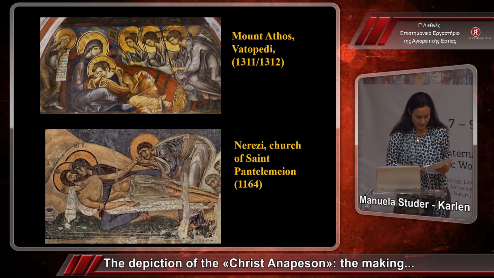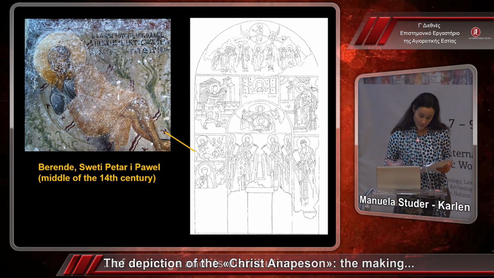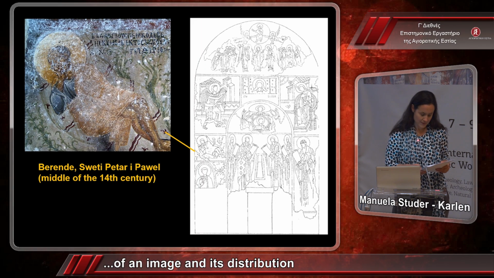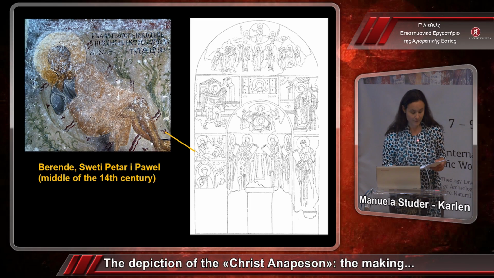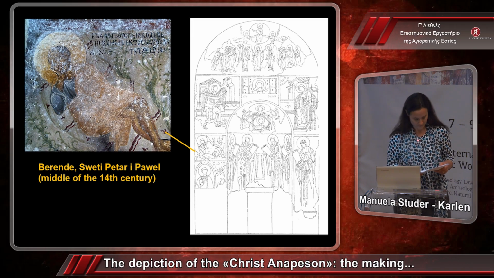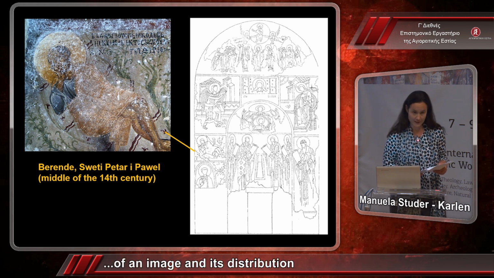The saint is portrayed in the church of Berende in Bulgaria, where also an image of the Anapeson can be found. The spread of the images correlates with the spread of the rite emanating from the important center of Mount Athos. In Berende, the sleeping Christ is painted alone. Beside him, there is a text taken from the liturgy.